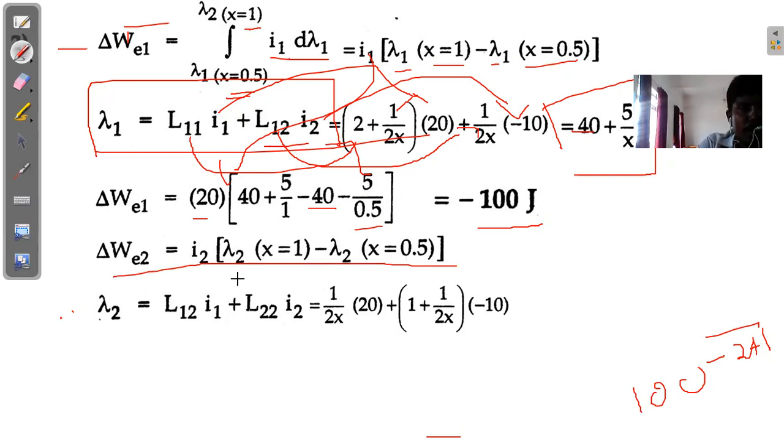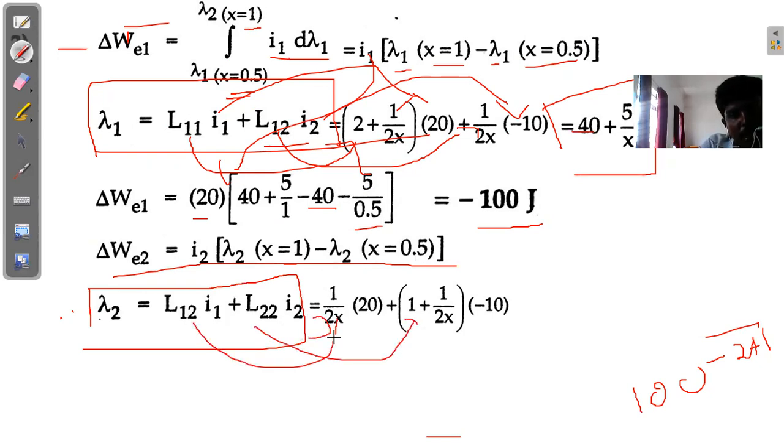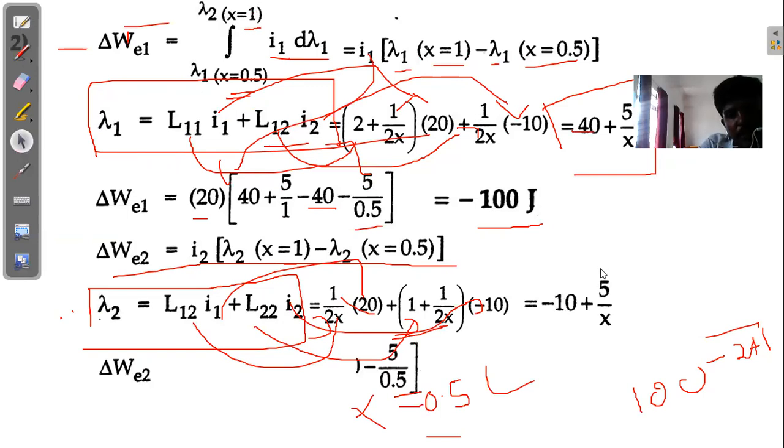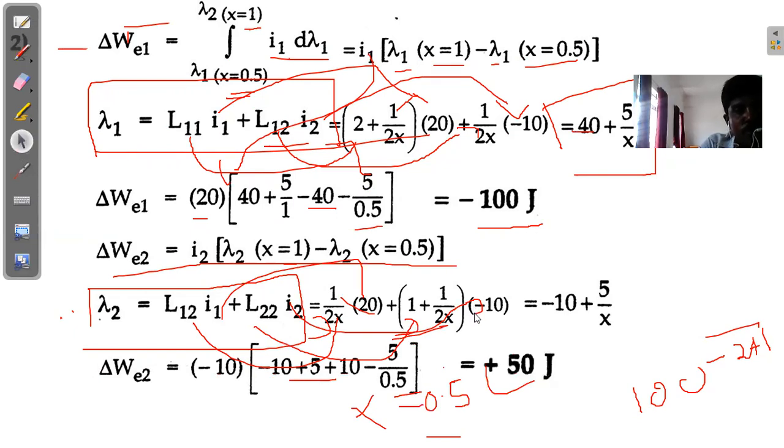With respect to source 2, I2 into lambda 2 at x equal to 1 minus lambda 2 at x equal to 0.5. We know lambda 2 equals L12 into I1 plus L22 into I2, with I1 equal to 20 amps, I2 equal to minus 10 amps, and x from 0.5 to 1. So for source 2 we get minus 10 plus 5 by x. Substituting, the change in electrical energy for source 2 is 50 joule.